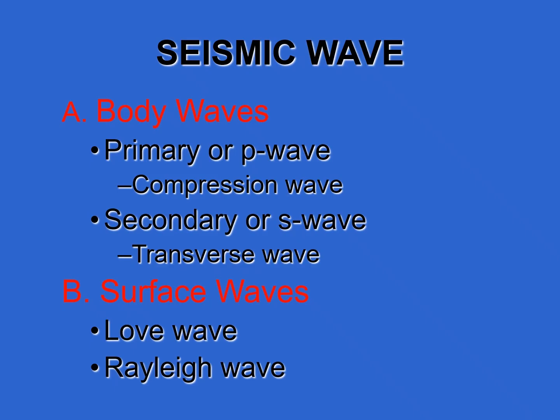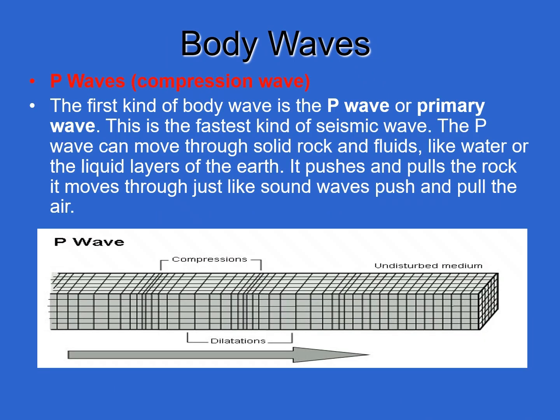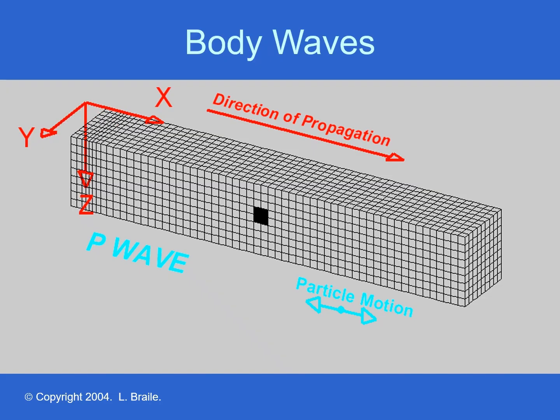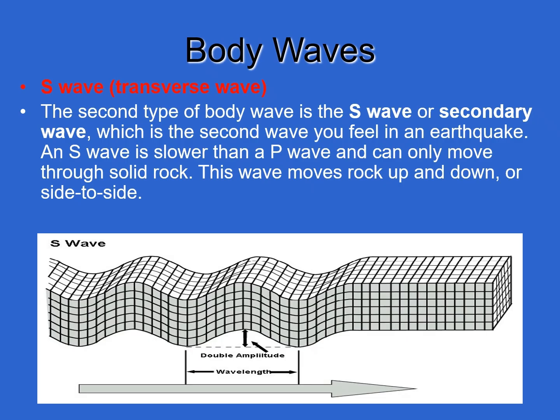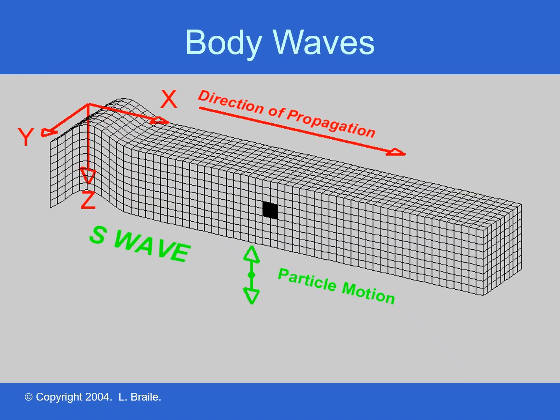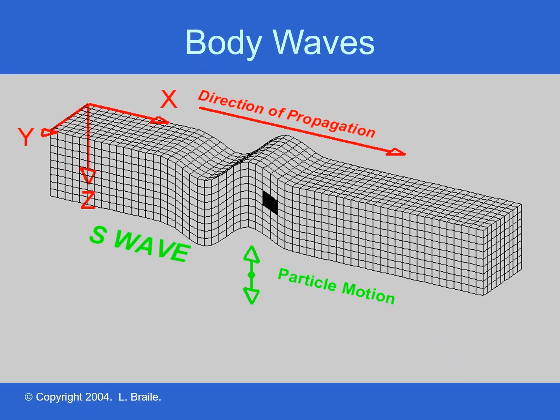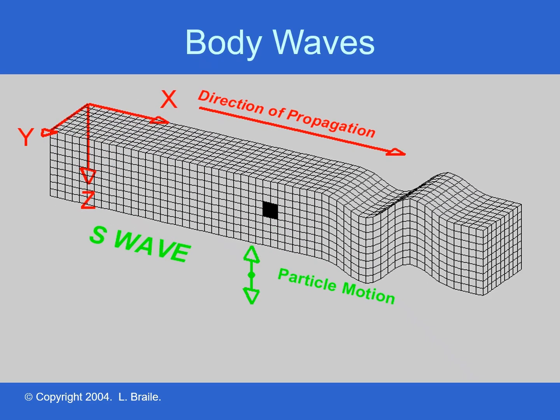First up, body waves. These travel through the entire body of the Earth, and we have two types of body waves: the primary wave or P wave, the fastest, which can travel through solids, liquids, and gases, while the S waves are slower and can move only through solids. P waves move back and forth, just like how sound moves through air. S waves, however, shake the ground side to side like a snake moving.